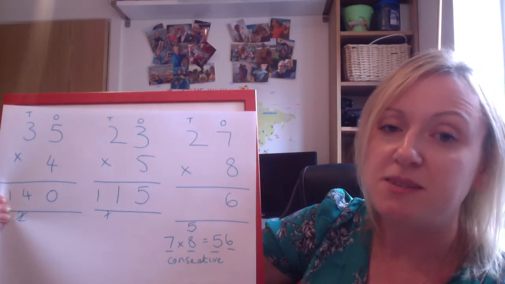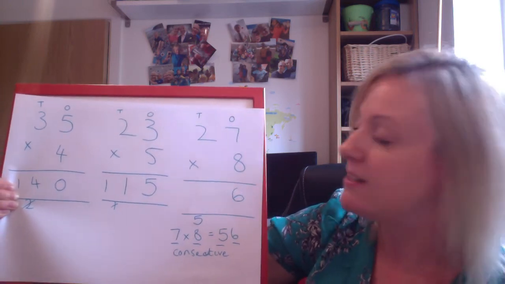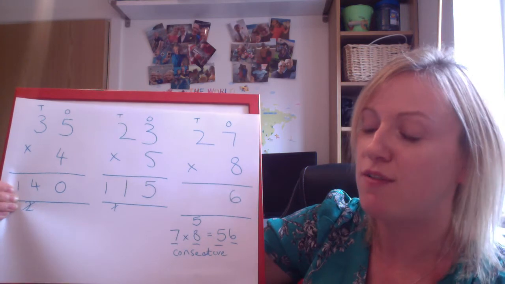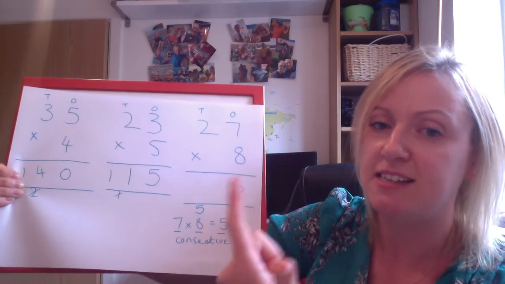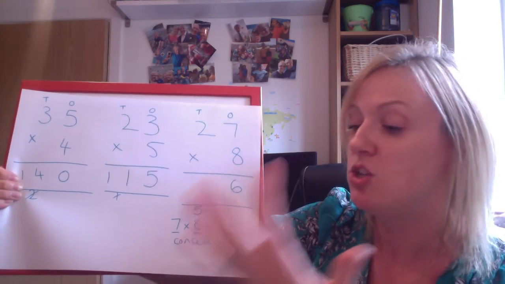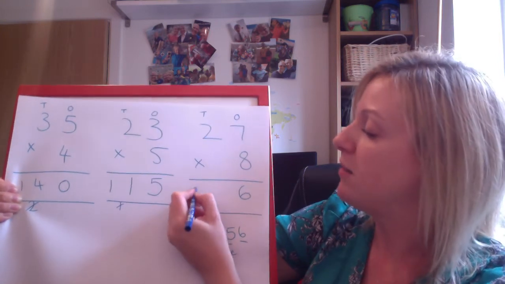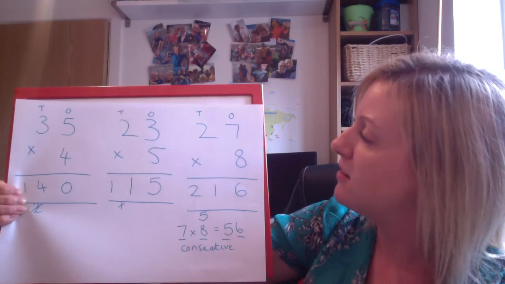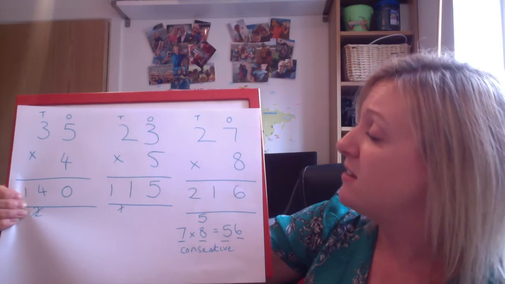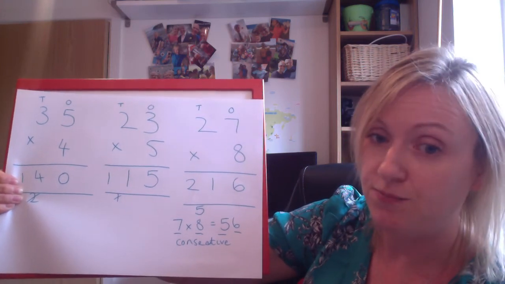And then 2 times 8, hopefully we know double 8 is 16. I'm going to add on my 5: 16, 17, 18, 19, 20, 21. So I'm going to write in my 21 here, which gives me the answer. 27 times 8 is 216.